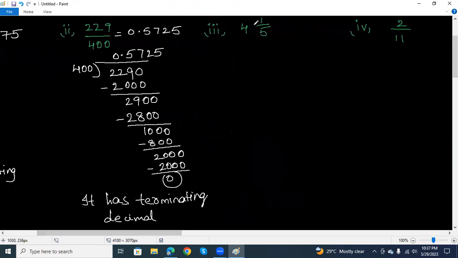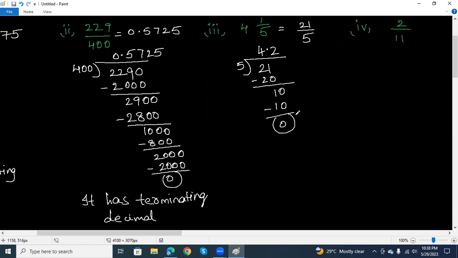Now they have given a mixed number, 4 1 by 5. Convert this into an improper fraction. 4 fives are 20, 20 plus 1, 21 by 5. So we have to divide and check whether it is terminating or non-terminating. 5 fours are 20. 1 is the remainder. Put a point and keep a 10. 5 twos are 10. So simple, right? So the answer is 4.2. So it has a terminating decimal.